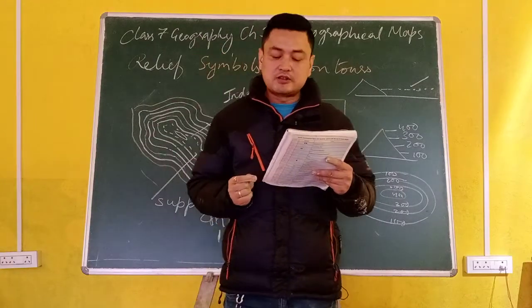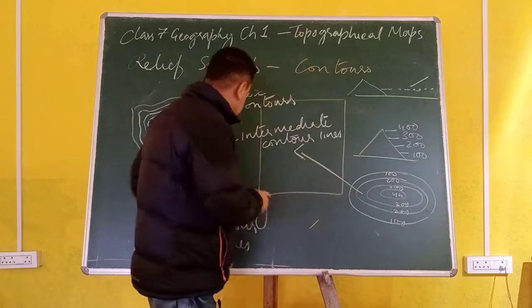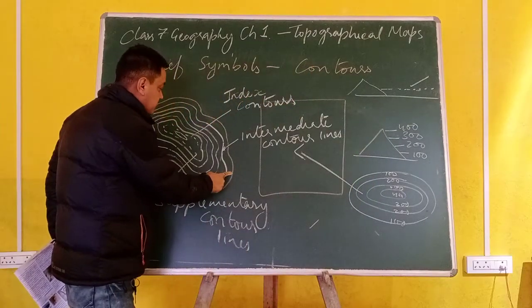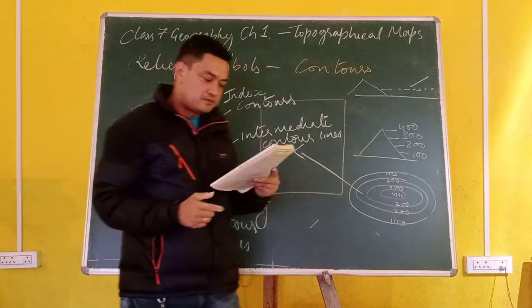They may join or touch each other, but two contours never cross each other. So this line and this line will never join. This line and this line will never join. This line and this line will never join. Are you understanding that?